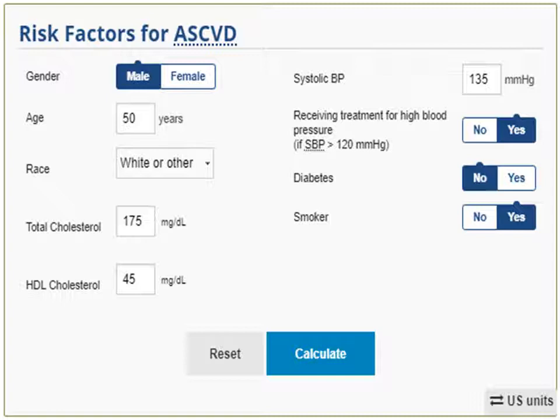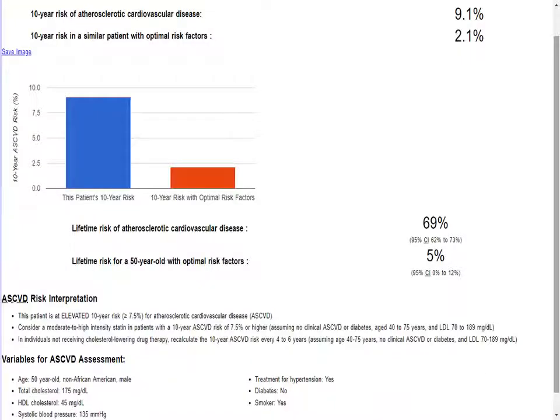So let's see what the calculated risk is. The calculated risk for this patient is 9.1% for a 10-year risk of atherosclerotic cardiovascular disease, while the comparable risk for a patient with optimal risk factors is 2.1%.